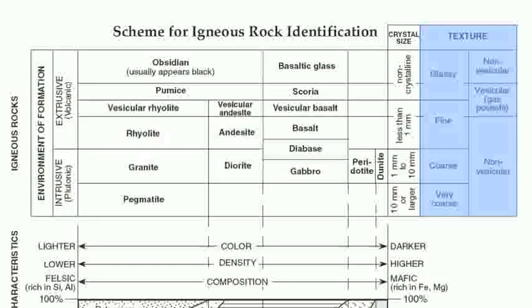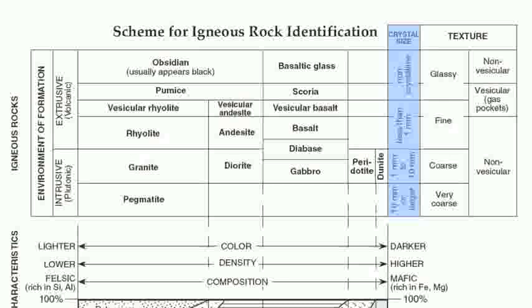Texture is basically going to be crystal size, and that's how all your igneous rocks in this chart are going to be organized. Glassy, fine, coarse, and very coarse. And you also have gas pockets with some of these rocks, which we call vesicular. Next to that is going to be your actual crystal size. The crystal sizes are going to correspond with the actual description of texture.